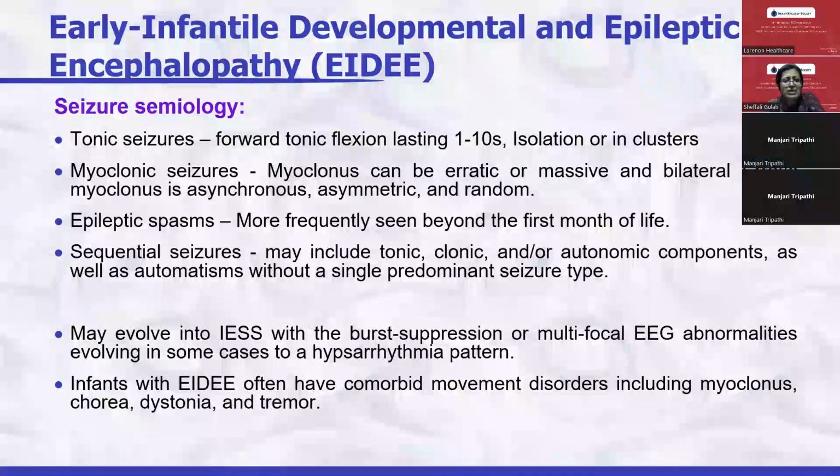These cases are really drug resistant. The seizure semiology can be tonic seizures, myoclonic seizures, epileptic spasms, and sequential seizures, which may include various kinds of tonic, clonic, or autonomic components, and can ultimately evolve into IESS with burst suppression or multifocal EEG abnormalities later on, and in some cases to a hypsarrhythmia pattern. So there can be evolution beyond this.